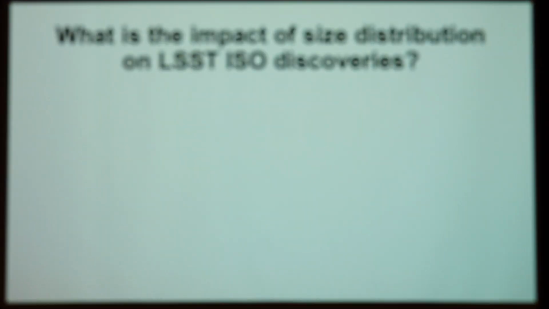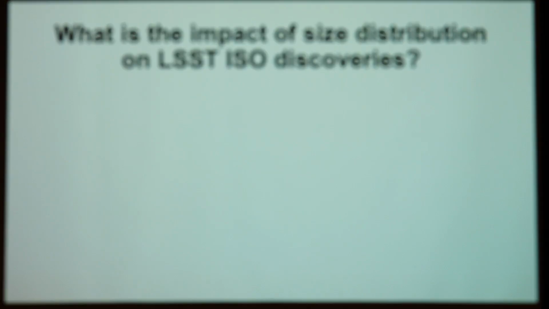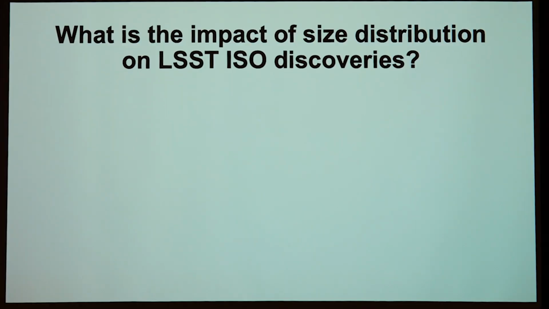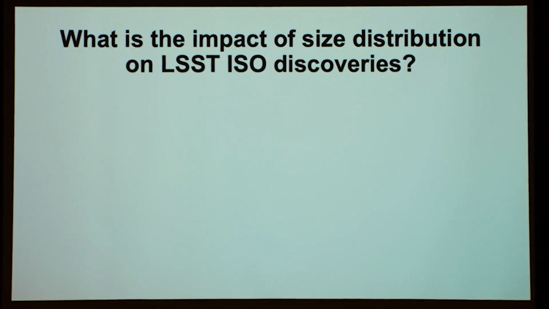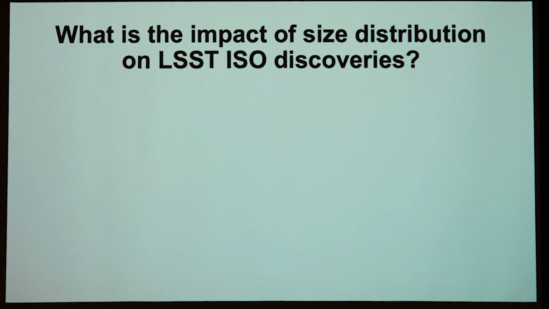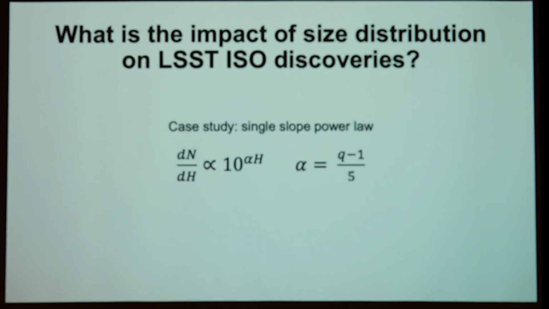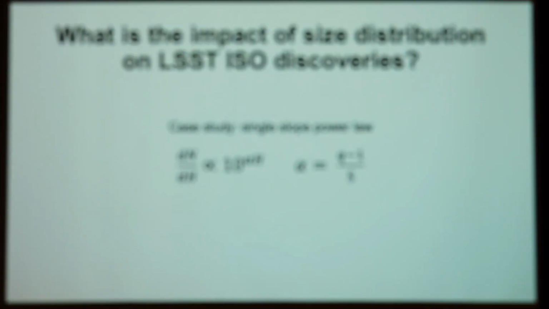So all of that doesn't include size effects. So now we're going to introduce a size distribution and see what effect that has on the observations. And of course, to model known objects, pick a size distribution. We decided to go for just a single slope power law and see what effect that has on our population. So we tested a variety of slopes and we'll see what happens.